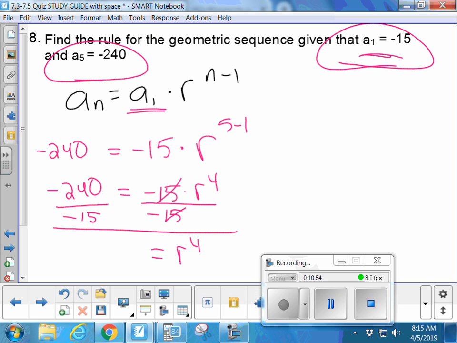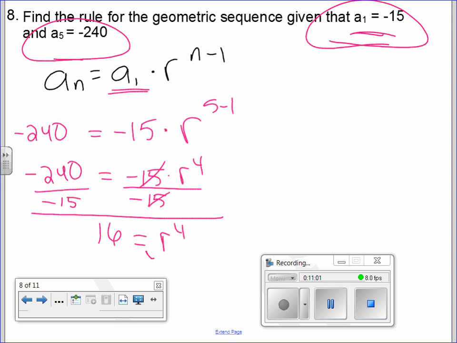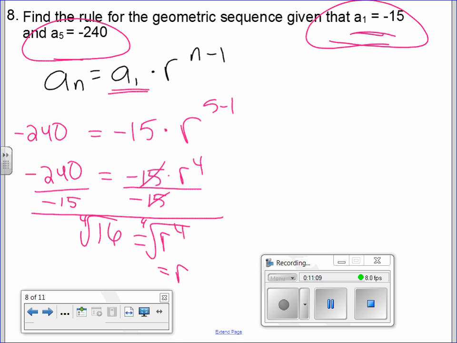Negative 240 divided by negative 15 is 16. And I finish it off with the 4th root. Now technically the answer should be plus or minus 2 because of the 4th root, but we'll just go with positive to keep life easy. I'm fine with just going with the positive answer. So I've got my A1, I've got my R, and I want to summarize it in a nice little equation. A1 is negative 15, R is 2, and N minus 1.